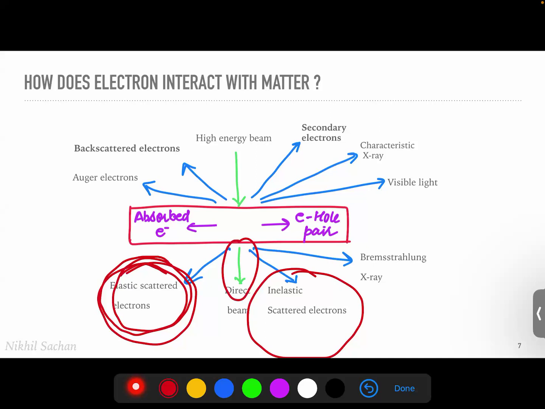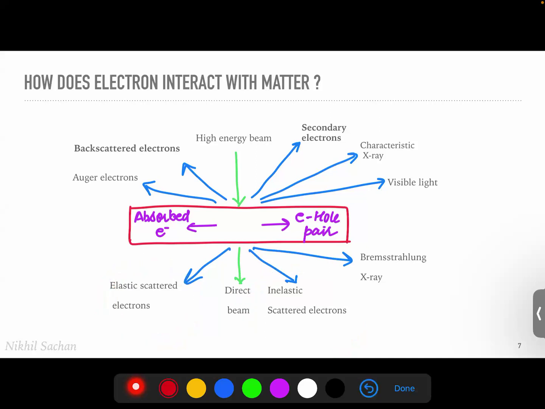What is the difference between transmission microscopy and SEM? For transmission microscopy, you need a very thin sample so that the direct light will be able to come out.